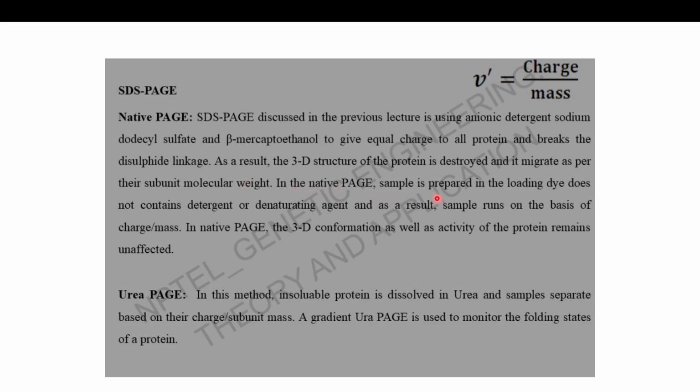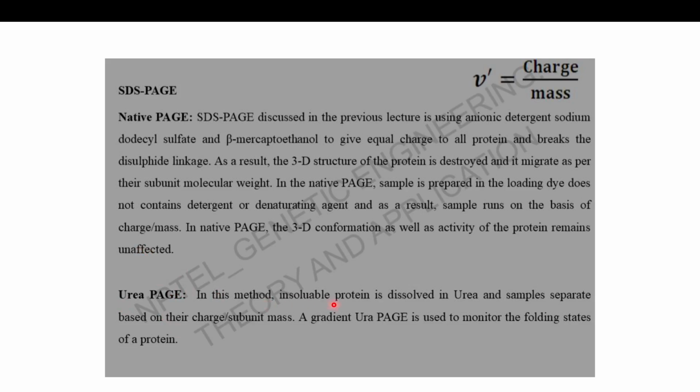Yeah, in the native PAGE, the sample is prepared in the loading dye, which does not contain detergent or denaturing agent, and as a result, the sample runs on the basis of charge by mass. In the native PAGE, the 3D conformation as well as the activity of the protein remains unaffected. Okay. And there's another thing called urea PAGE.